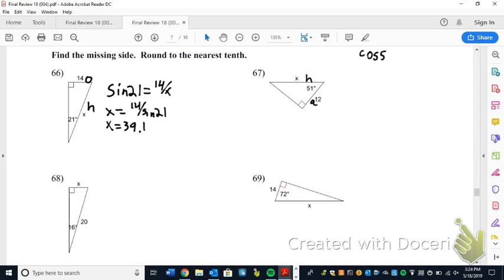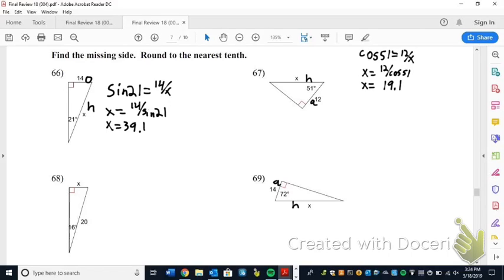Okay, so number 67, getting back on track with odds. We have the adjacent and the hypotenuse here. So we go the cosine of 51 equals 12 over x. So again, x equals 12 over the cosine of 51, or x equals 19.1.